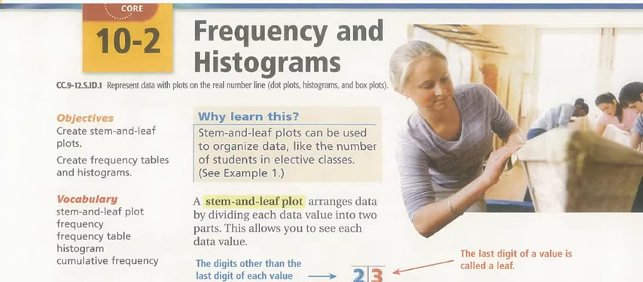Okay? Well, why are we using a stem and leaf plot? We're using stem and leaf to arrange data by dividing each data value into two parts, and this allows us to see each data value. How?